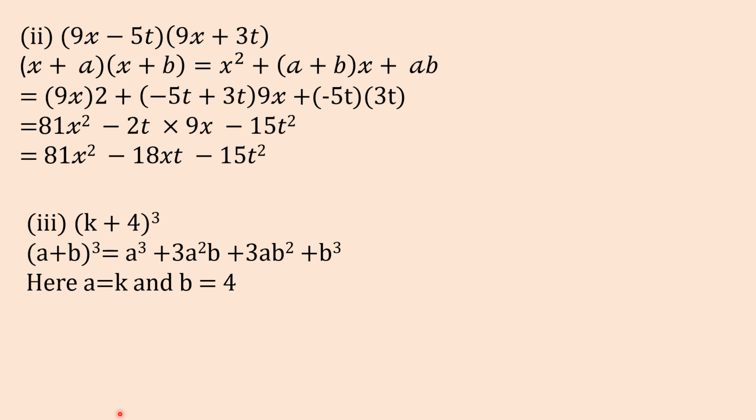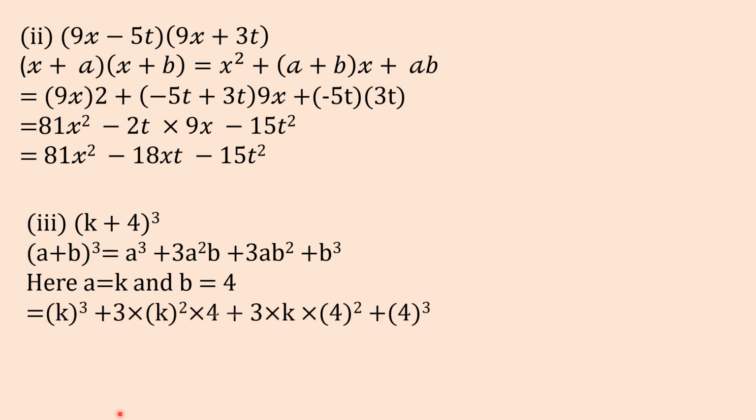So we'll just put k in place of a and in place of b we have to substitute 4 in the formula. So it will become k cube plus 3 into k square into 4 plus 3 into k into (4) the whole square plus (4) the whole cube. So now we'll simplify, that is k cube plus, now 3 into 4 is 12, so 12k square, then plus 3 into k into 4 square, so 4 square will become 16, 16 into 3 will become 48k. Now plus 4 cube, that is you'll get 64. So this is the answer.